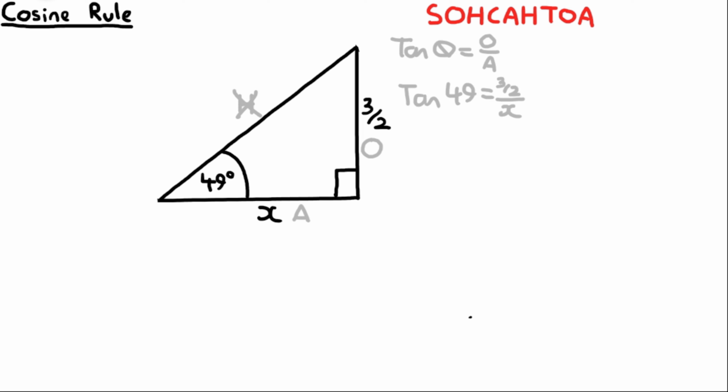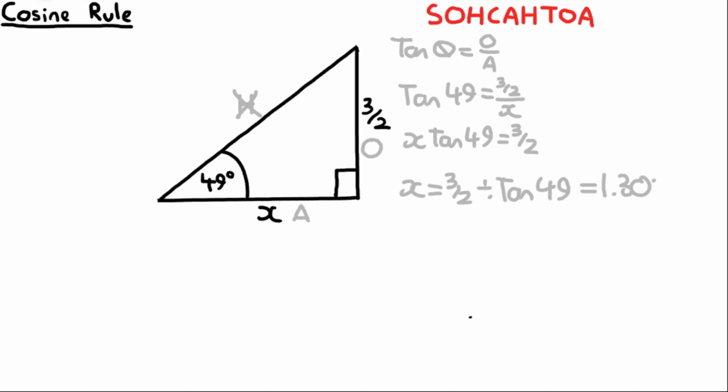So what I just do is times everything by x to get x tan 49 is equal to 3 over 2, and then just divide everything by tan 49 to get x is equal to 3 over 2 divided by tan 49. And if you put that into a calculator, that is equal to 1.304. So x is equal to 1.304.